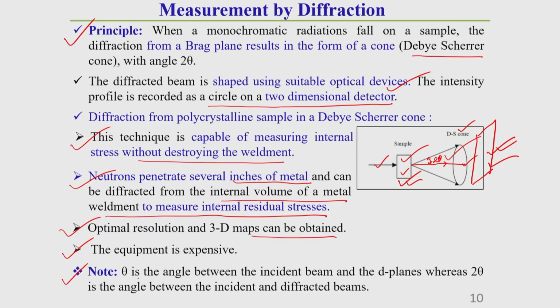So, what is this theta? Theta is the angle between the incident beam and the D planes, whereas 2 theta is the angle between the incident and diffracted beam. Let the incident beam be this horizontal line, and after diffraction this is the diffracted beam. So, this angle is called the 2 theta angle, you should keep this in mind. This is the basic concept of the neutron diffraction technique. By analyzing this output intensity profile, we can predict the residual stress distribution inside the specimen. I am not going into further details on this.